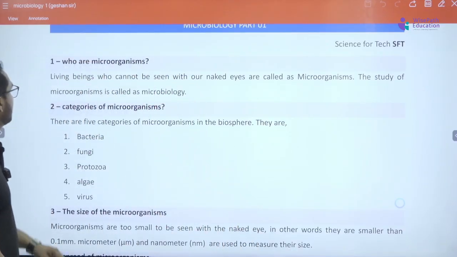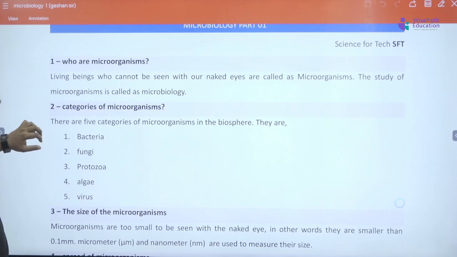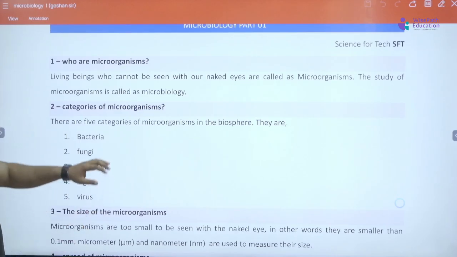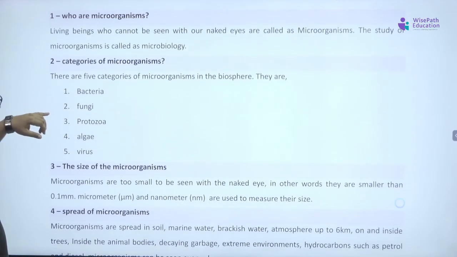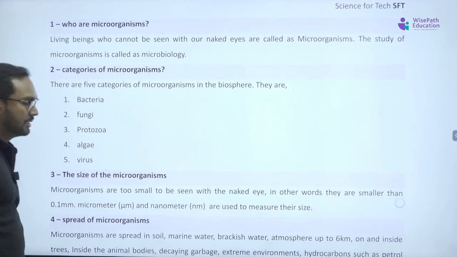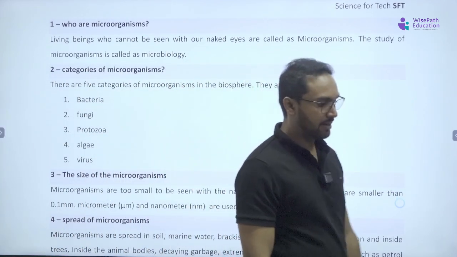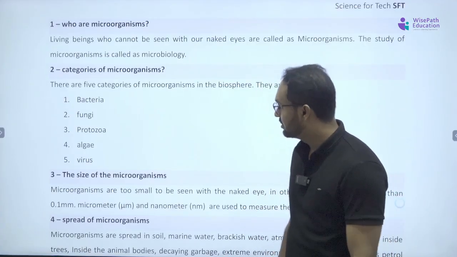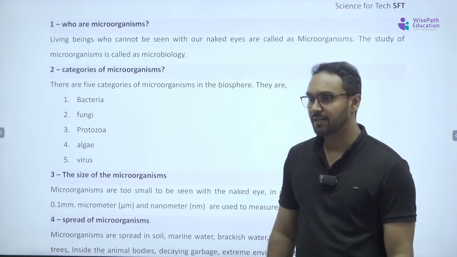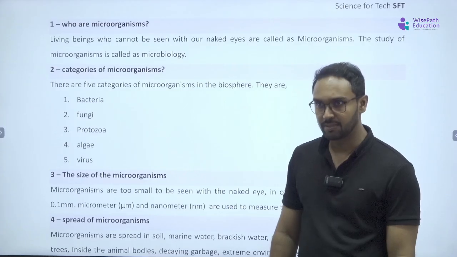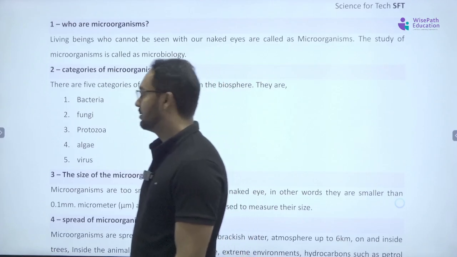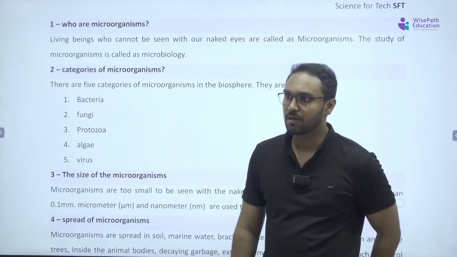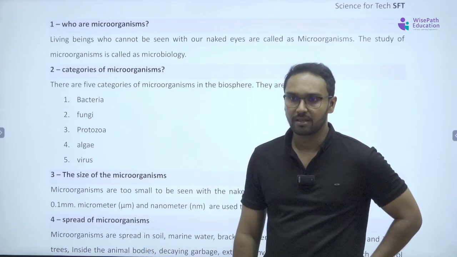So the first thing says living beings that cannot be seen with our naked eyes are called microorganisms. The study of microorganisms is called microbiology, right? Under microbiology we discuss a few of the microorganisms. I have categorized it into 5, but we only discuss 4. The viruses are not coming for the exams. It was in the previous syllabus, so you don't have to study the viruses. The bacteria, fungi, protozoa and algae will surely be coming, right?